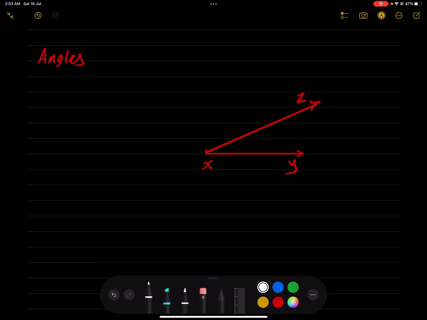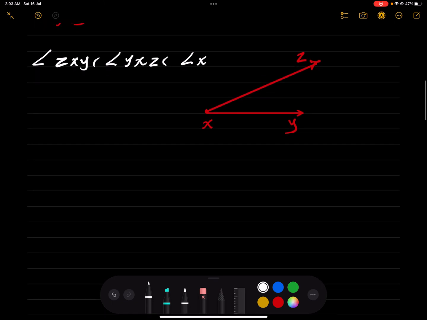In geometry, we use a symbol to express the angle. It will be like this. And if you want to read it, you can read ZXY or vice versa, YXZ. For us, it will be enough to name the vertex, so it will be X. This is called an angle. So let's move to another point.